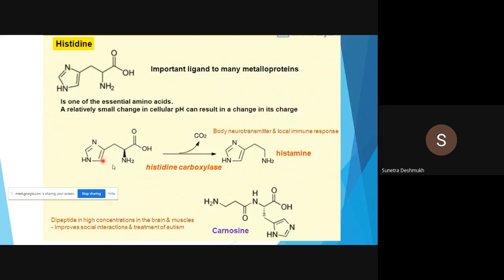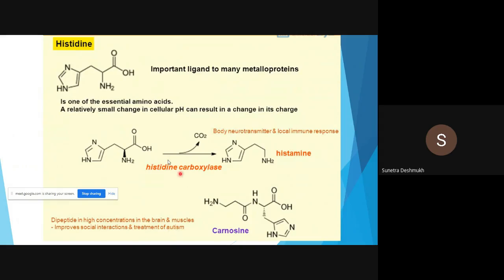Histidine, after eliminating CO2, gives histamine, which acts as a body neurotransmitter and in local immune response. Next, carnosine, which contains a COOH group and an NH group attached to the imidazole. That's why this is also a very important dipeptide. This dipeptide is in high concentration in the brain and muscles, improves social interactions and is used in the treatment of autism.